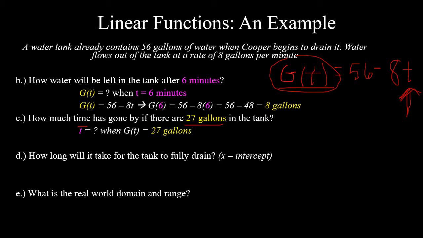All right? So t equals what when g of t equals 27 gallons? I just plugged in 27 for g of t, which gives me 27 equals 56 minus 8t. I can now solve for t. I'm going to subtract 56 from both sides. That gives me negative 29 equals negative 8t. And then, of course, I divide by 8 to give me t equals 3.625 minutes.